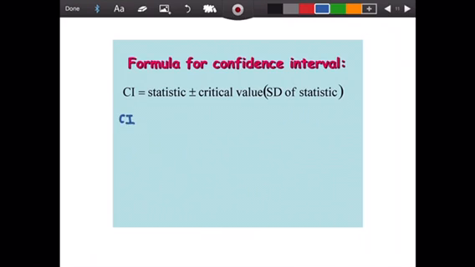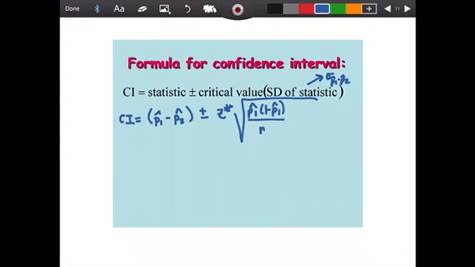Well, the statistic we're looking at here is a difference in sample proportions. So this is P hat 1 minus P hat 2 plus or minus a Z critical value for proportions. And the standard deviation of our statistic, remember, this is the standard deviation of P hat 1 minus P hat 2 that we've already derived today. So this is the square root of P hat 1, 1 minus P hat 1 over N1 plus P hat 2, 1 minus P hat 2 over N2. This is how we calculate the confidence interval for the difference in two sample proportions.